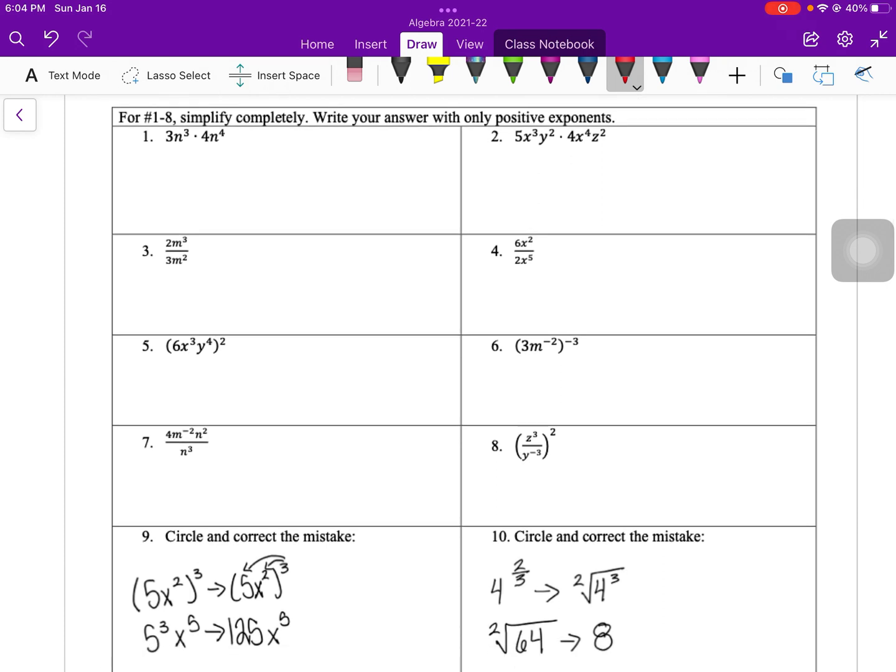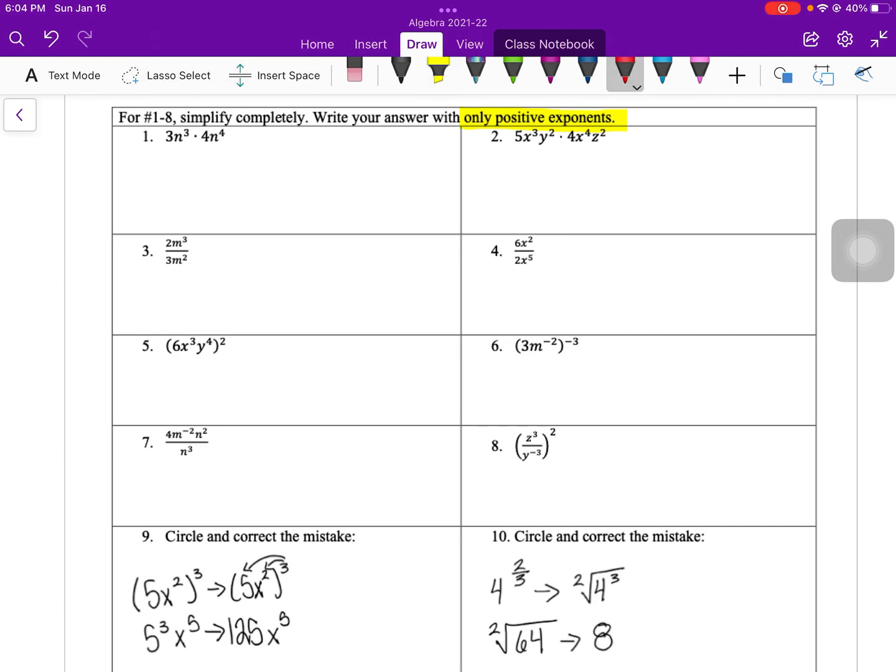So let's start with number 1. We're simplifying exponents using exponent properties. Just remember that all of our answers have to be written with positive exponents. So make sure you're not leaving any negative exponents in your answers.